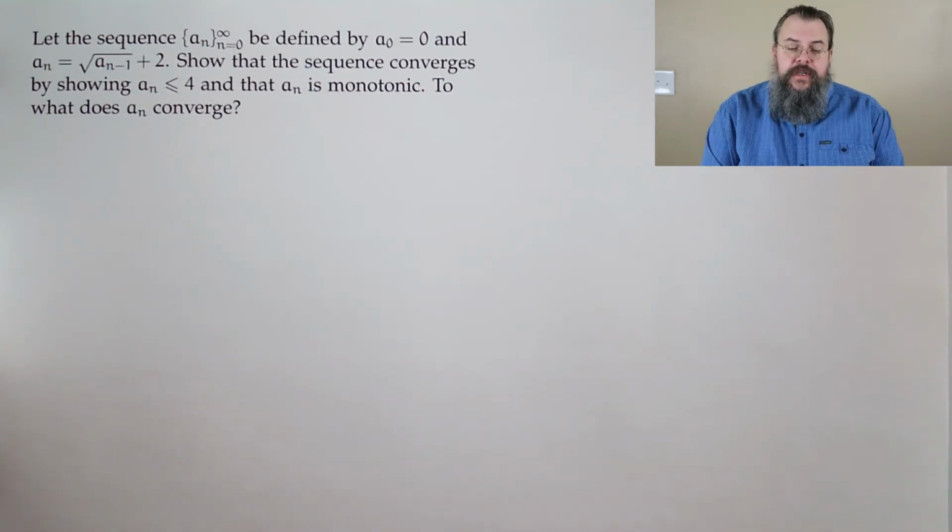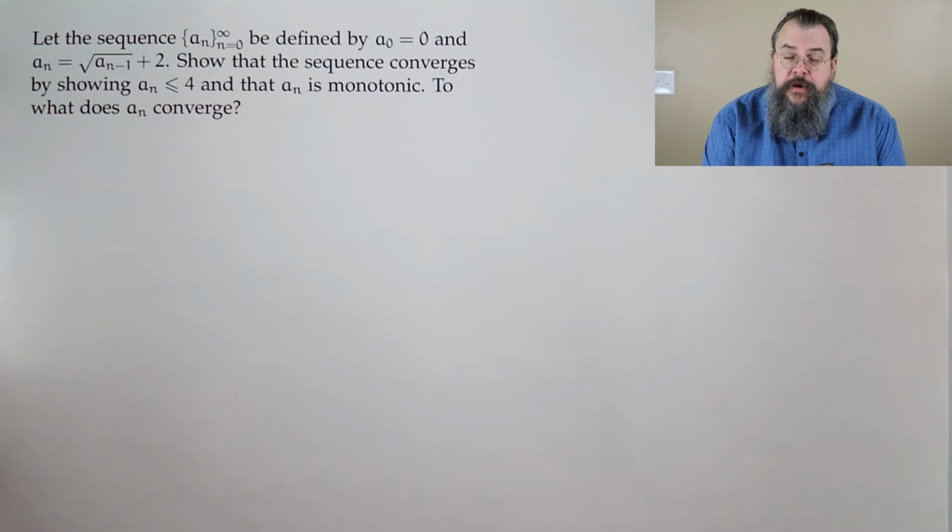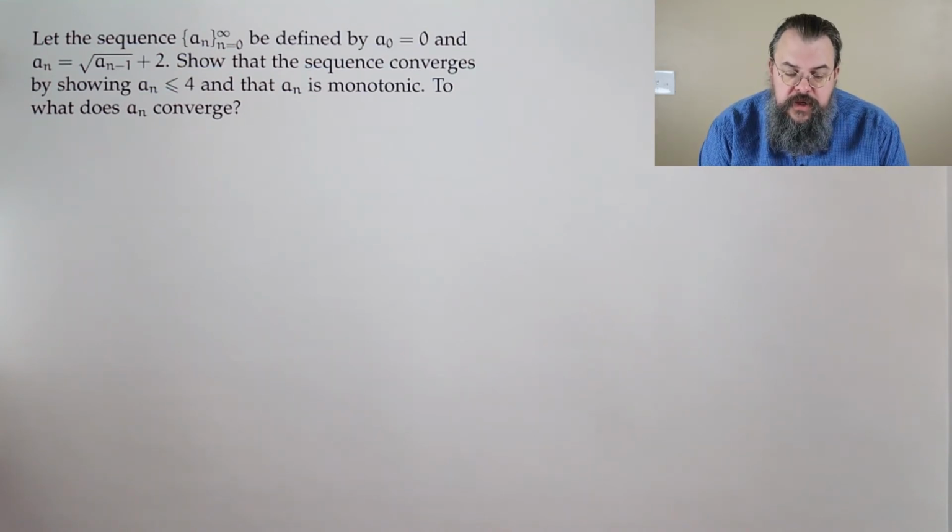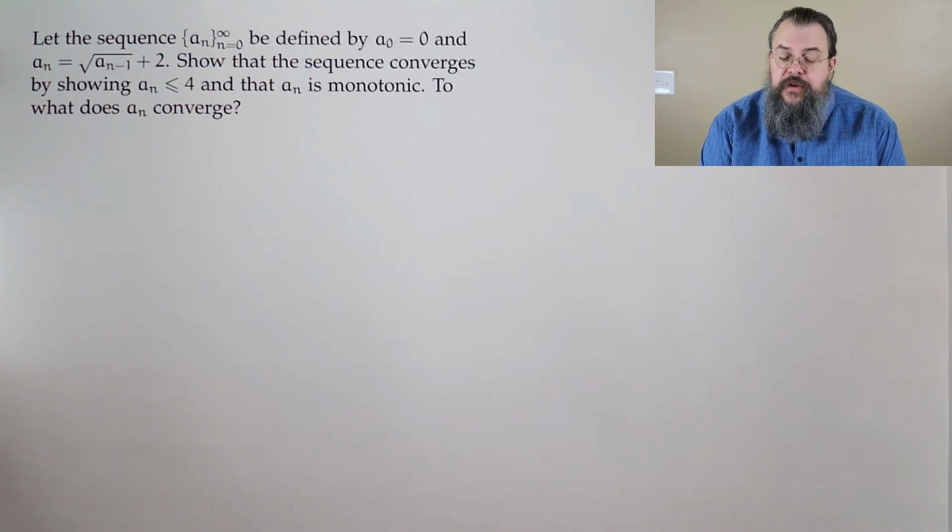Let the sequence a sub n, where n goes from 0 to infinity, be defined by a sub 0 is 0, and a sub n is the square root of a sub n minus 1 plus 2. Show that the sequence converges by showing a sub n is less than or equal to 4 and that a sub n is monotonic. And of course the question is, what does it converge to?